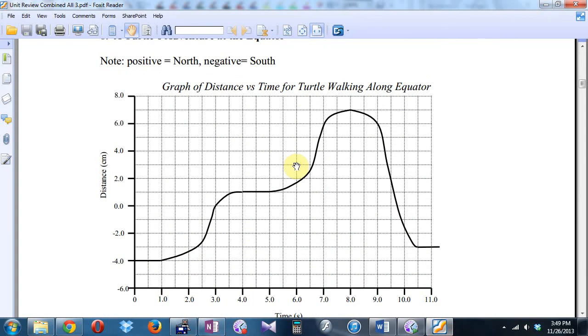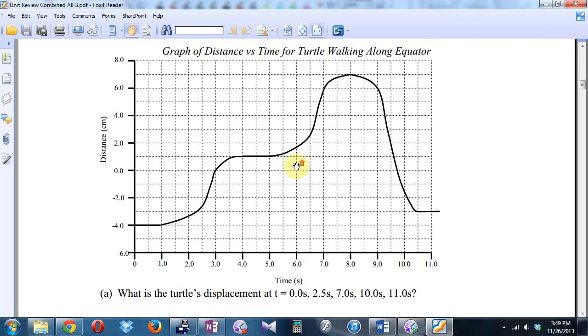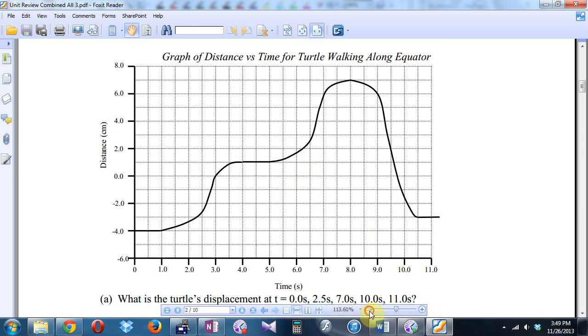Okay. So here's a graph. What's its displacement? So 8a, let me shrink this down a tiny bit.